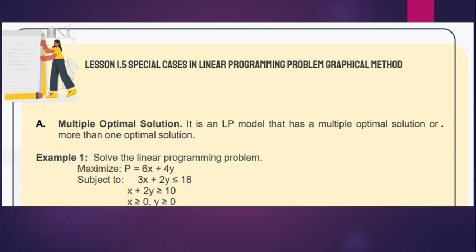Including the origin. If it is false, that means the origin is not included. So that is it for the graphical method.